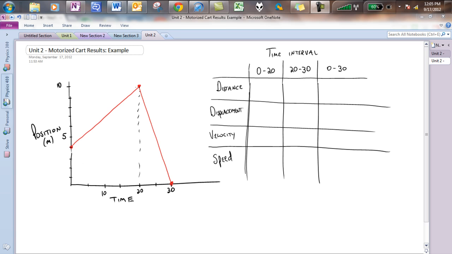That's very similar to our motorized cart lab. We see a nice straight line on a position versus time graph, and then we have something going on between 20 and 30 seconds that's a little bit different than the first 20 seconds. So we will compare those. We will look at distance, displacement, velocity, and speed for all those different time intervals.